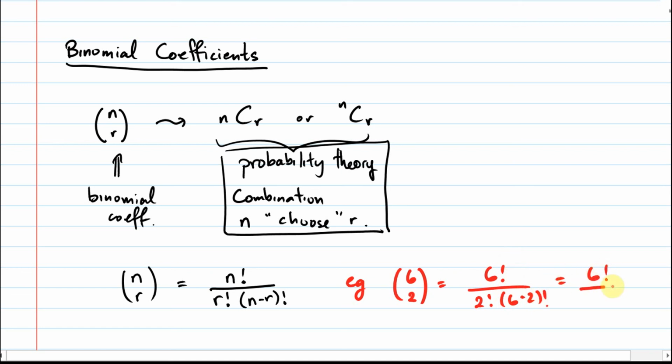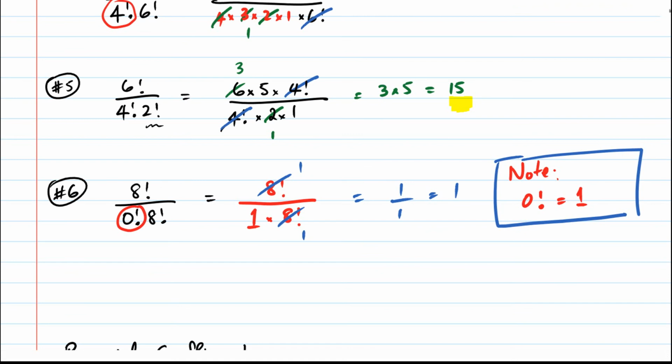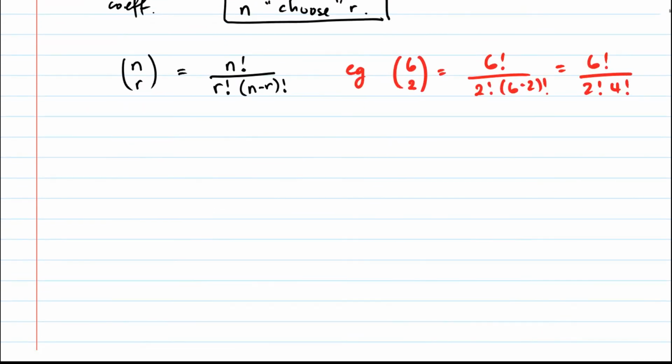6 factorial, 2 factorial, evaluating is now simple. We have done something like this. In fact, let me go up. This was one of your questions. 6 factorial, 4 factorial, and 2 factorial. And so we have done it already. It's not something strange, right?